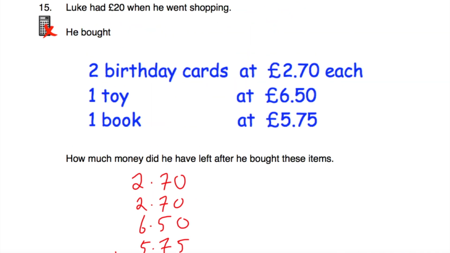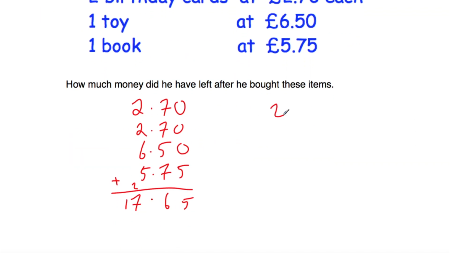Now the question says he had £20. So he's got £20, so that's 20.00, and we're going to subtract 17.65. And let's see how much change Luke would receive. And let's just put another decimal point beneath the others. We're going to need to borrow here, so let's cross off the 2 and call it a 1, and that's a 10. Cross that off, that's now a 9 and a 10. And cross that off, that's now a 9 and a 10.